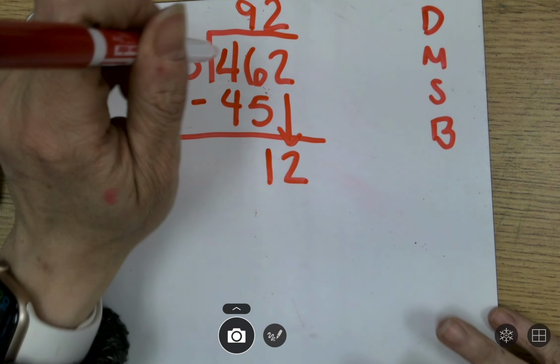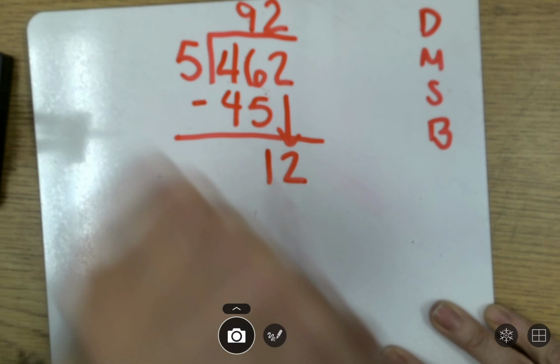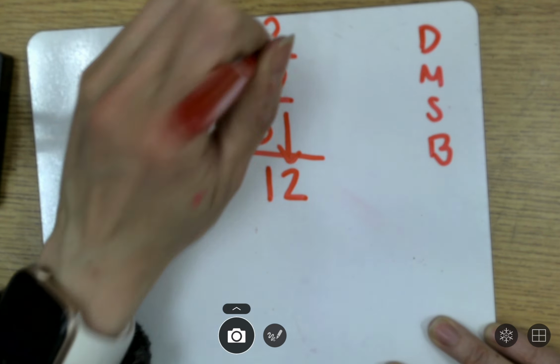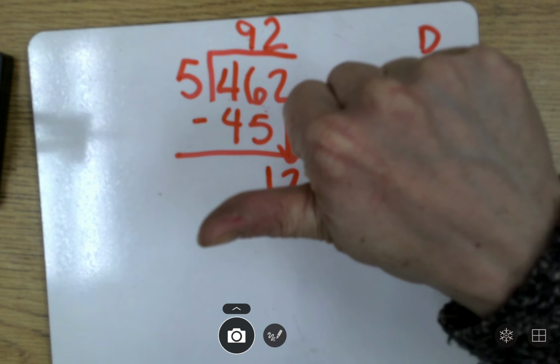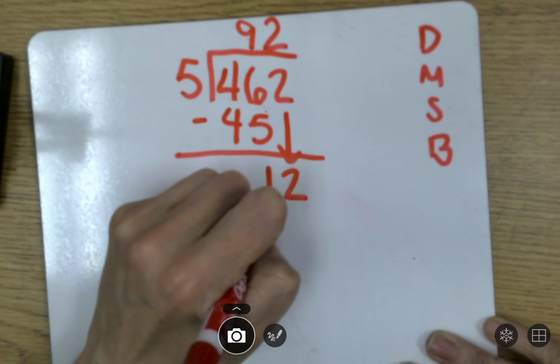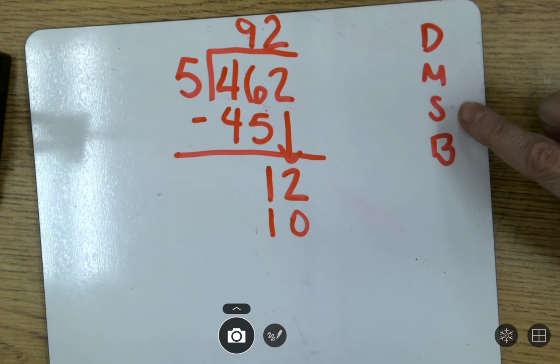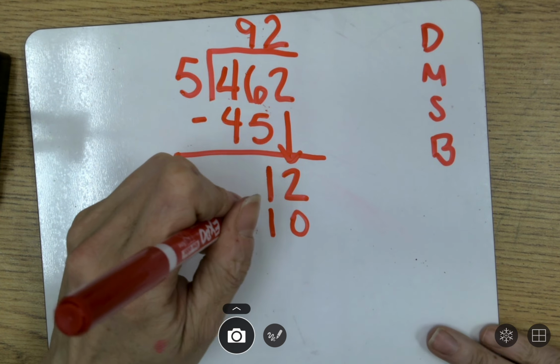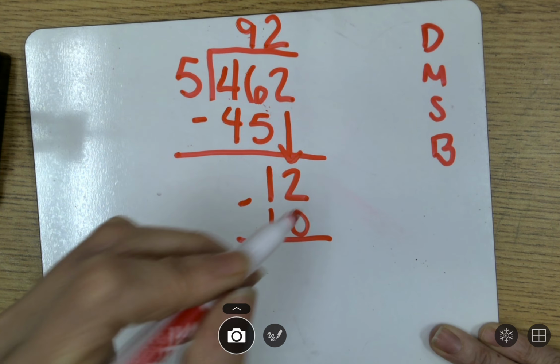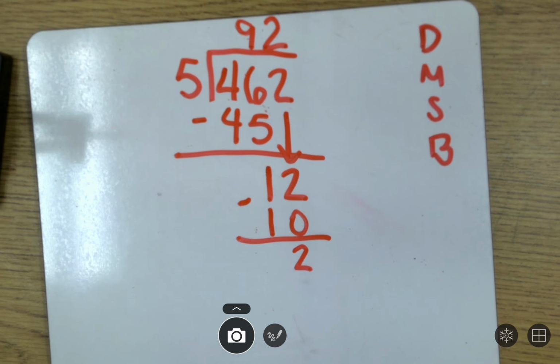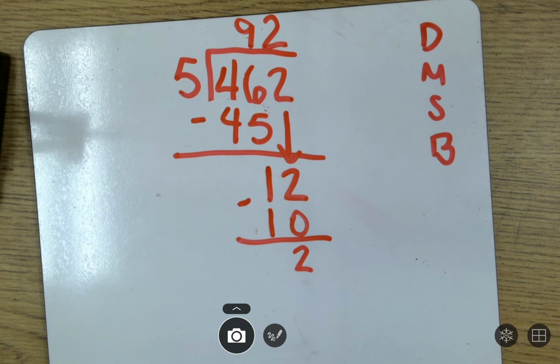Next step, multiply. I multiply 5 times what? Times 2. 5 times 2, 5, 10. Okay, my next step, subtract. 2 minus 0, easy, 2. My next step is to bring down.